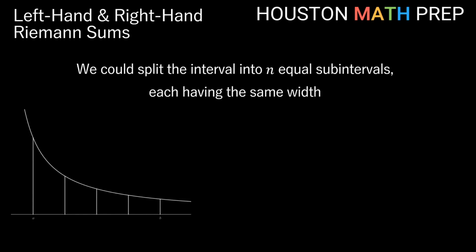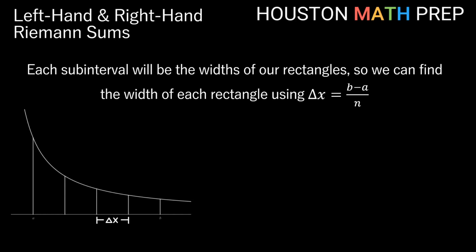The way we'll start to build rectangles, we'll split the interval into some number, we'll call it n, of equal subintervals. So I have my interval from a to b, and here I've split it into, you can see, 4 equal pieces, each having the same width. You can see here that each subinterval is going to be the width of the rectangle that I'm building.